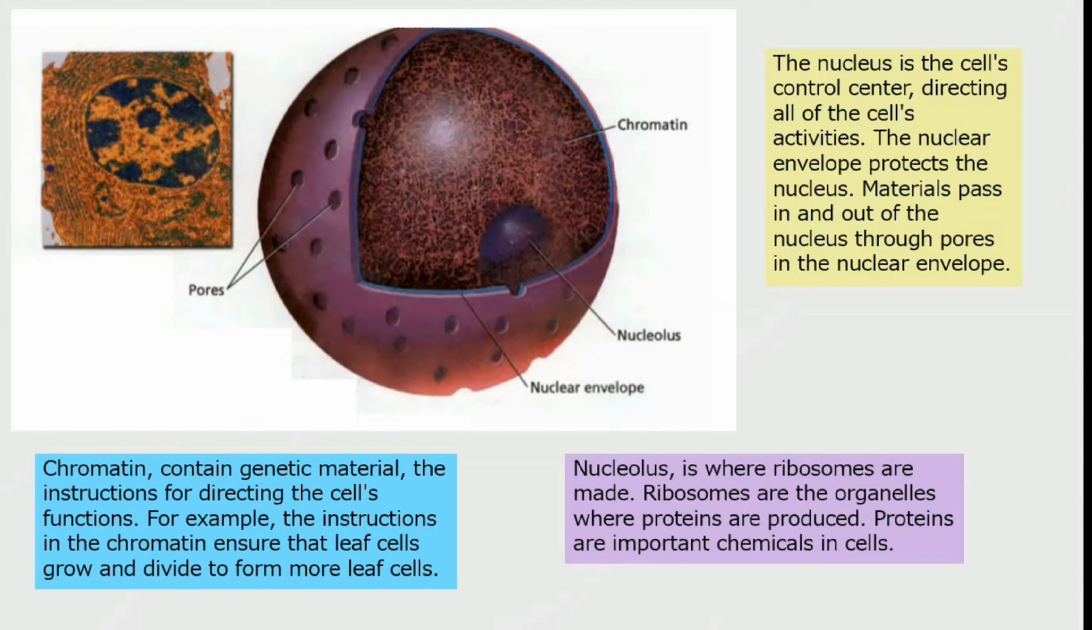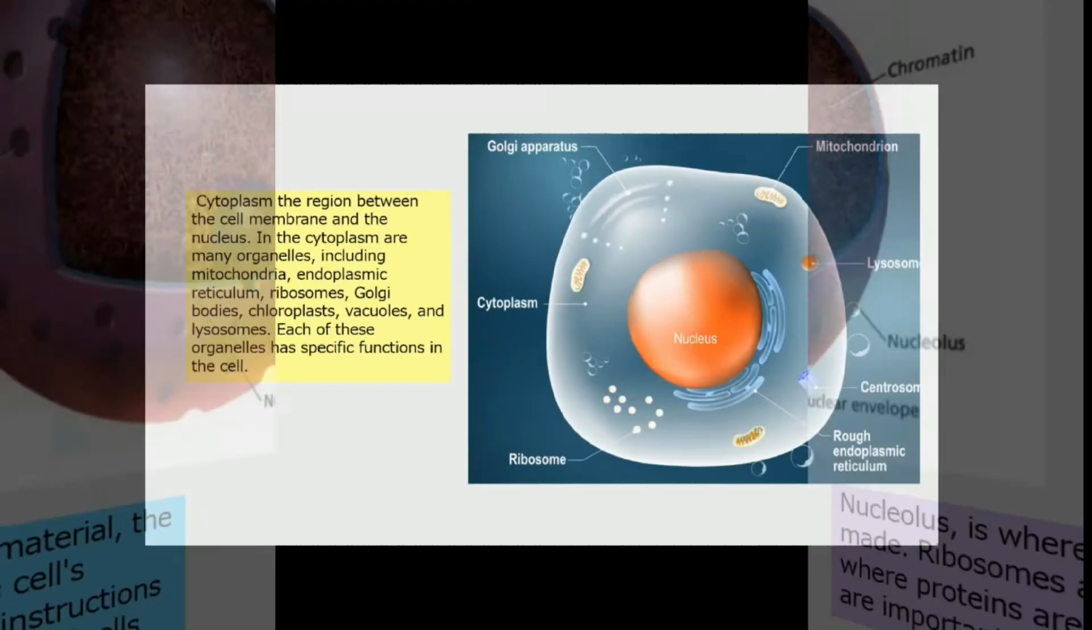Nucleolus. As you prepare to leave the nucleus, you spot a small object floating by. This structure, a nucleolus, is where ribosomes are made. Ribosomes are the organelles where proteins are produced. Proteins are important chemicals in cells.